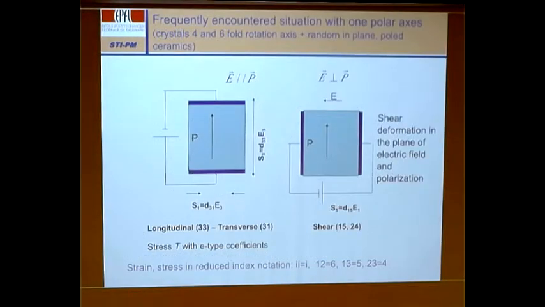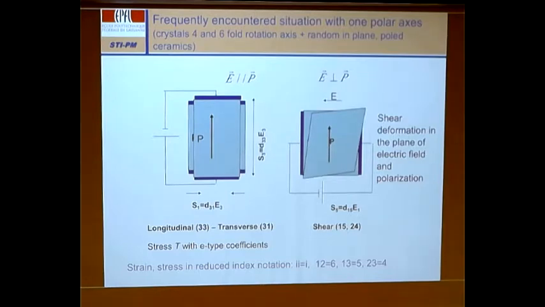So this is now the three piezoelectric coefficients. You have this longitudinal one. Notice what happens. Along the polar axis, you get an elongation, and perpendicularly you get a shrinkage. So d31 is negative, d33 is positive, and the other one here is the response, the shear.